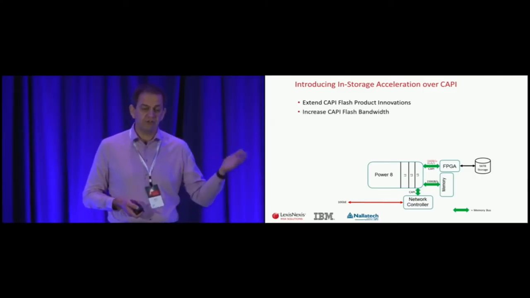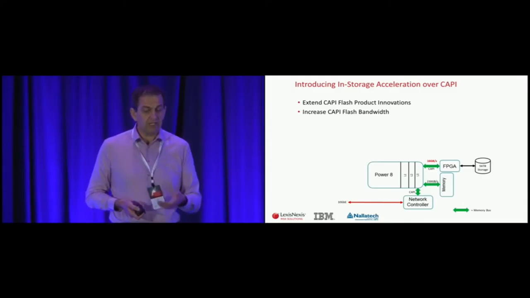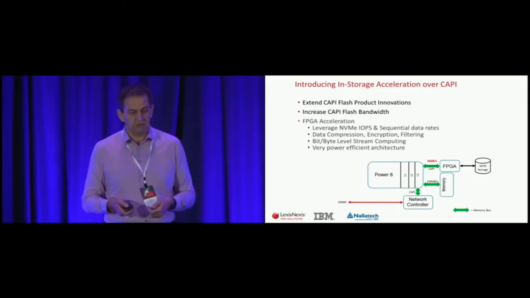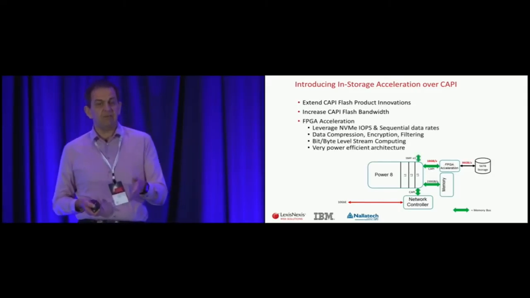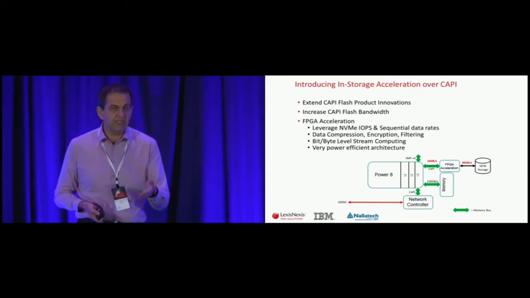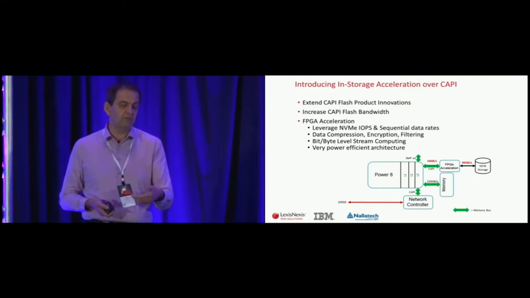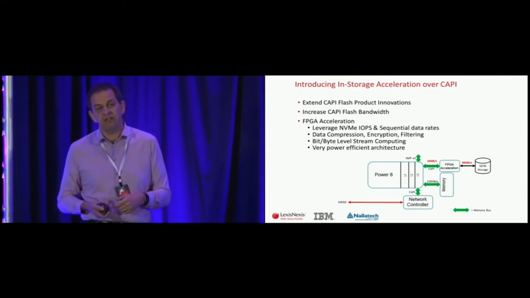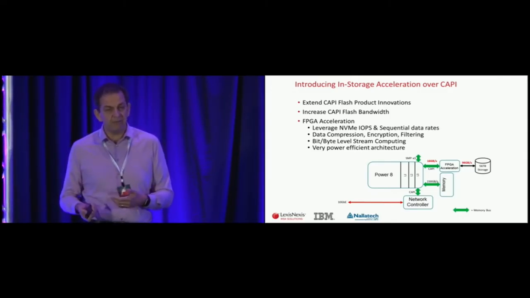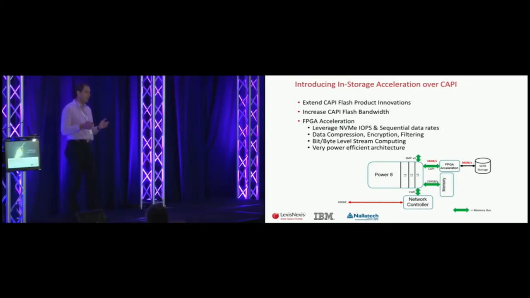So remember, FPGAs are good at streaming and bit manipulation. So we can increase the CAPI flash bandwidth. That's already in progress with more CAPI ports. But we can also introduce acceleration into the FPGA as well as the translation. Because the FPGA is so good at data processing on data on the move, it can actually consume that 96 gigabytes per second. It's very good at compression, encryption, filtering operations, and as I said, bit and byte level. And it's extremely power efficient at these operations. So it can do some of the mapper functions, some of the embarrassingly parallel functions, and leave the Power8 for the very heavy workload compute functions.